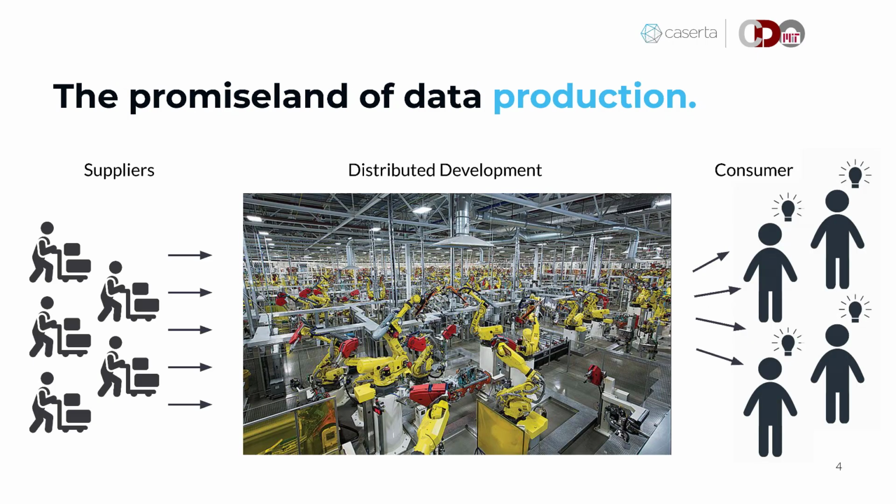The promised land is to be able to put in a request for data and get that data back instantaneously. That's the promised land of data mesh. Instead of having a centralized development organization, we're distributing the responsibility and the accountability for data across the suppliers and consumers. But it's not that easy.